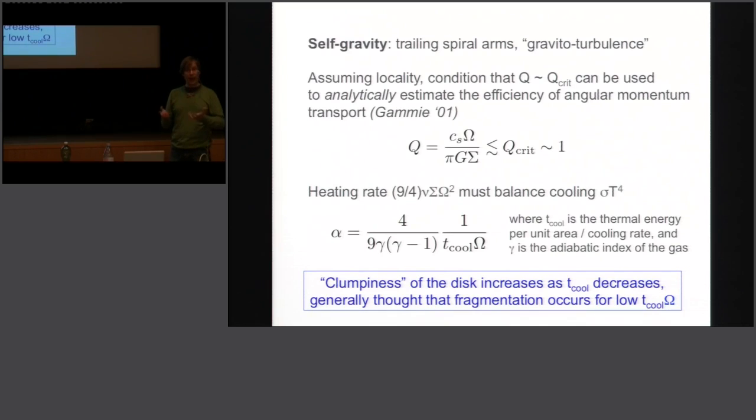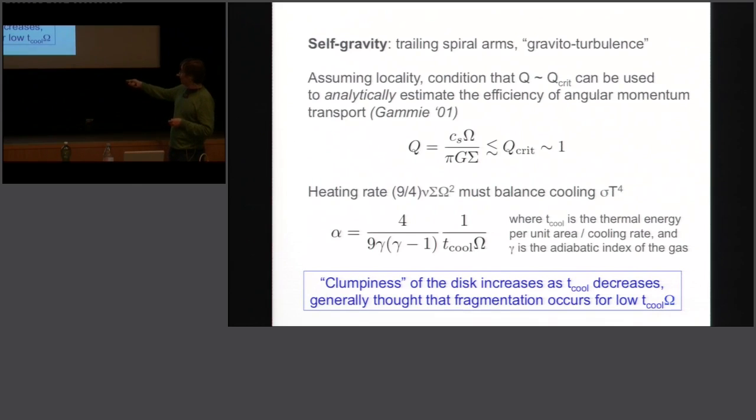So this would be directly analogous to the Kelvin-Helmholtz time for a star. It's the thermal energy divided by the rate at which the disk is radiating. And the only other parameter that enters, apart from the angular frequency here, is gamma, which is the adiabatic index of the gas. So that would be 5/3 for a three-dimensional ideal gas. So how do we interpret this?